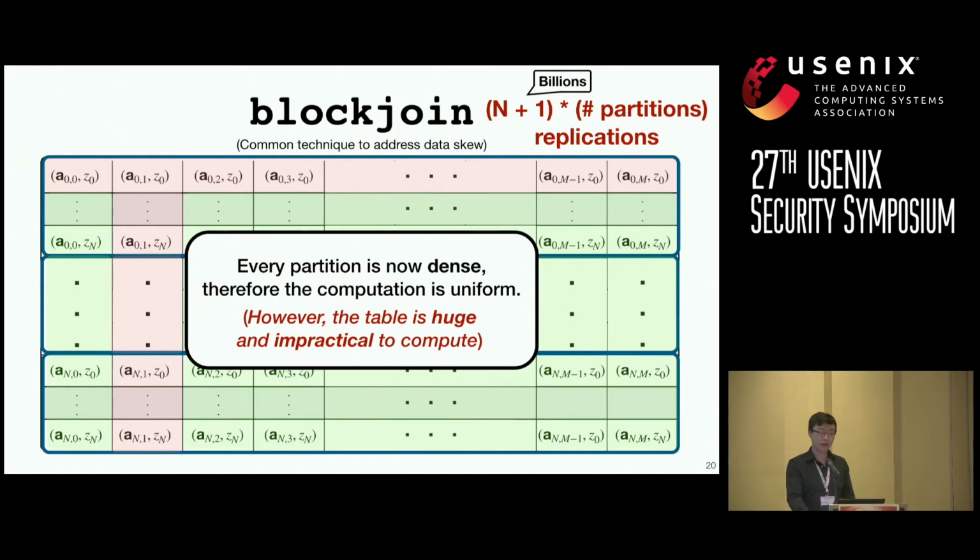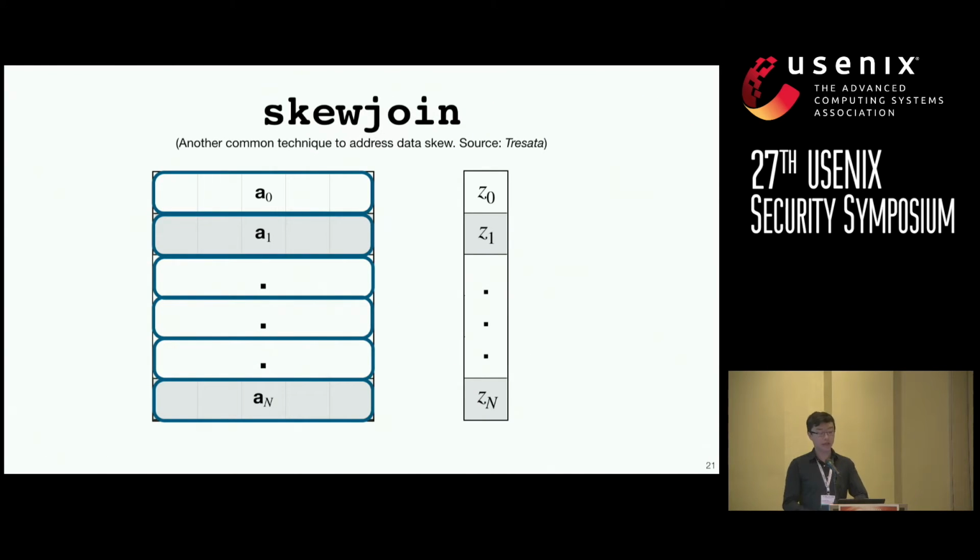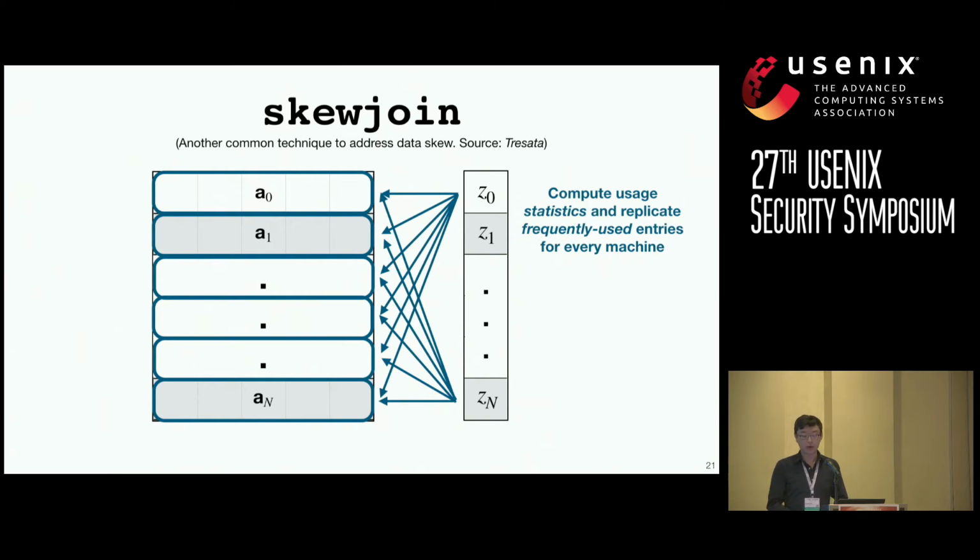And so we turned to other off-the-shelf approaches and looked at them as well. Namely, one is a system approach called skew join. With skew join, we benchmarked this, and we see that skew join basically is trying to take a more fine-grained approach. What it does is first compute usage statistics, and only then replicate frequently used entries for every machine. This sounds more reasonable, and indeed in most cases it really is. However, for our system, it turns out this provides us minimal advantage. And let's see why.